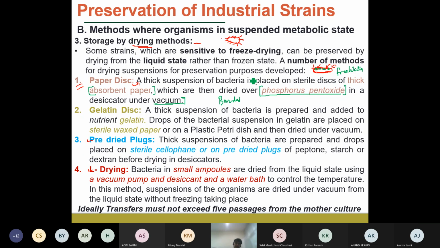we can suspend the metabolic activity. So what will happen is that we will obtain this adsorbent paper containing only the cells. Okay, and all the media components and all things will be removed. So we just take those papers, and then we store them at a temperature of 4 degrees, and in this way we can actually store these microbial cells. The next method is called the gelatin disc method.